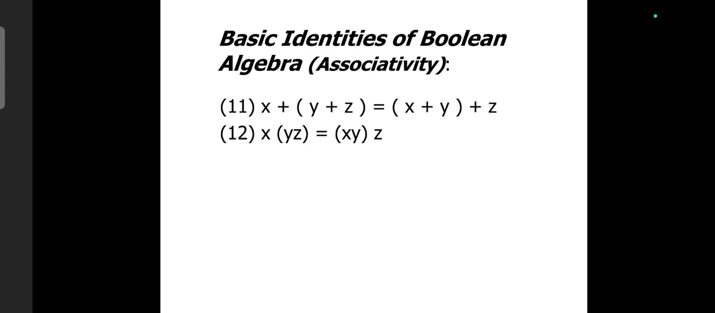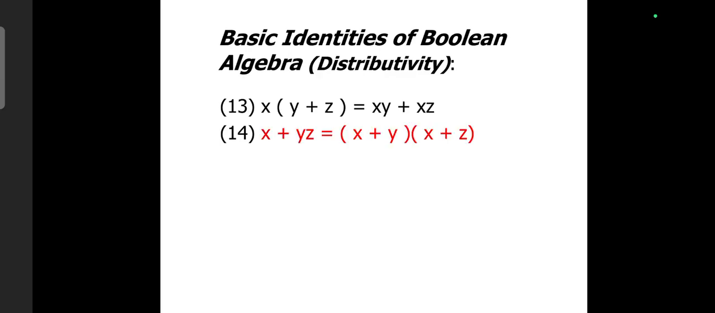Associative law. The associative law states that grouping does not affect the result. Examples: x plus bracket of y plus z equal to bracket x plus y plus z. X into yz equal to xy into z. So this rule is extremely useful when simplifying large Boolean expressions containing many variables.